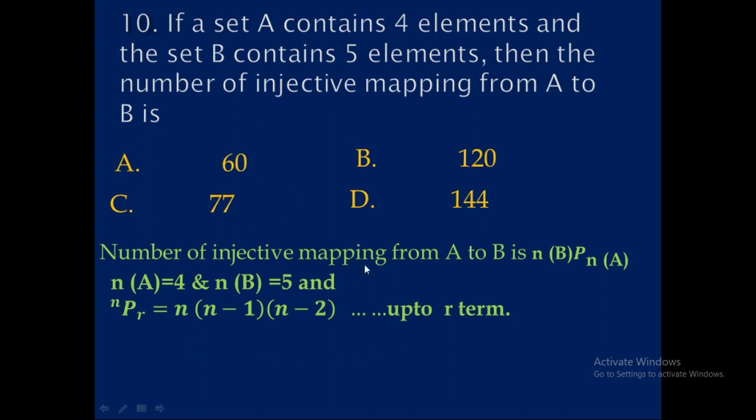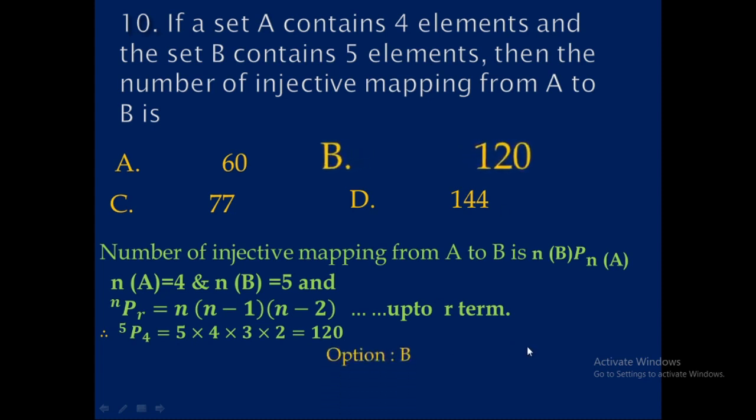Therefore the total number of injective functions from A to B is 5P4. You know that 5P4 is equal to 5 into 4 into 3 into 2, 4 terms, its value is equal to 120. The 120 is option B. Therefore the correct option is option B. The next example.